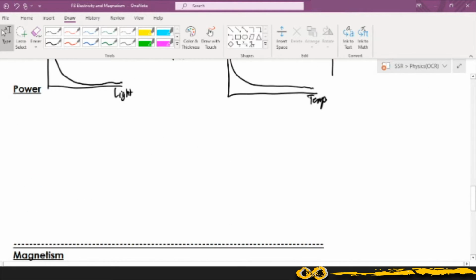The next topic to discuss is the concept of power, and there are a few key equations here. But power is a measure of how much energy a device is able to transfer.